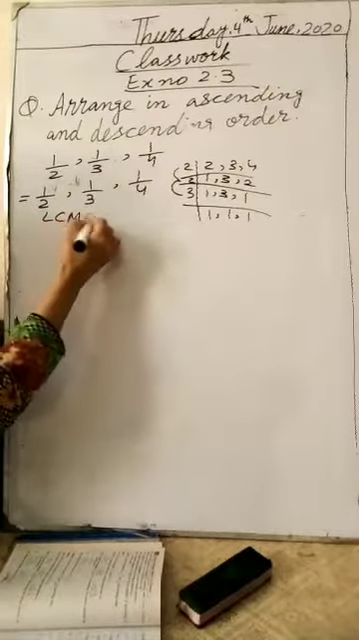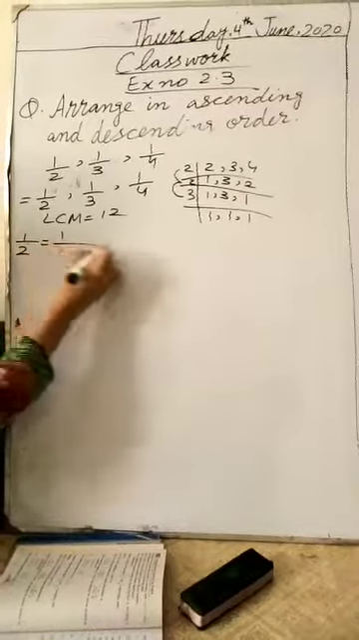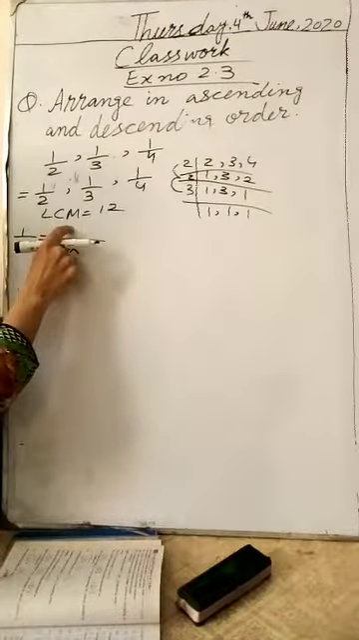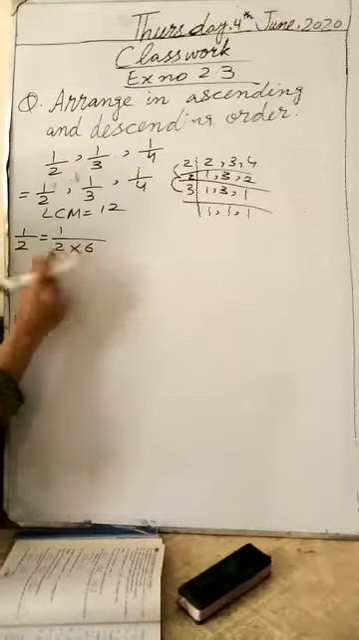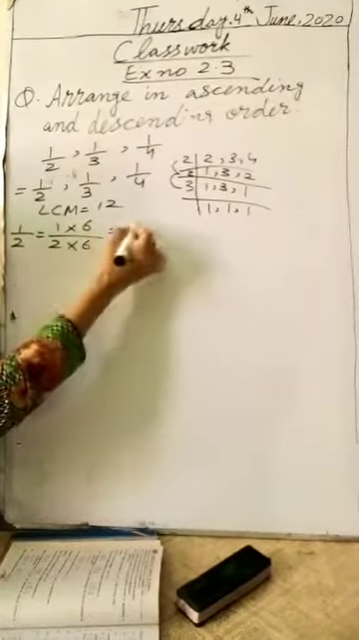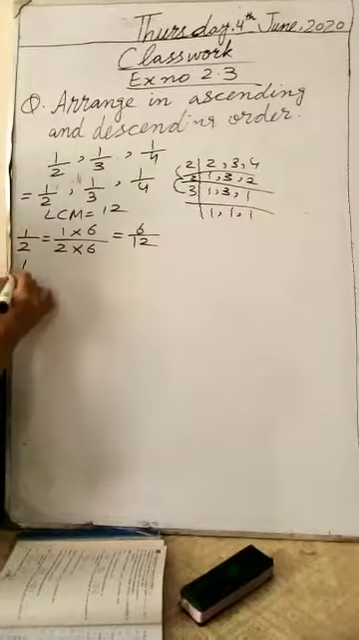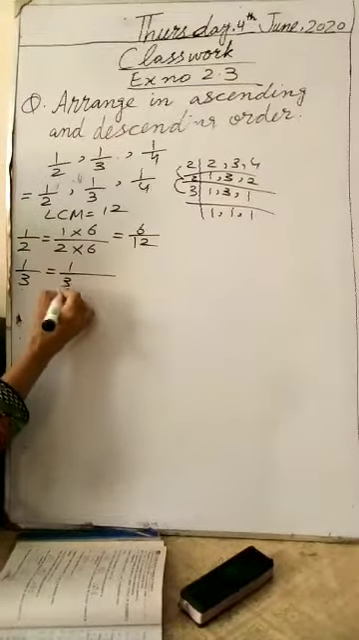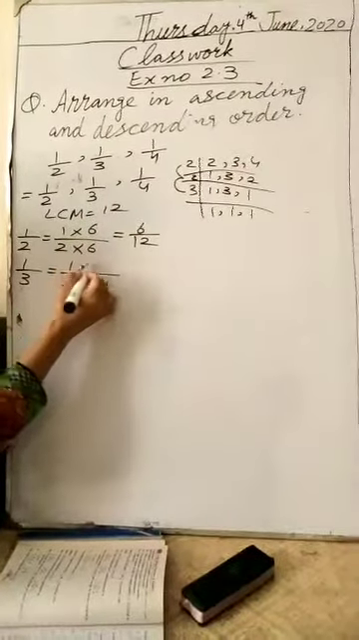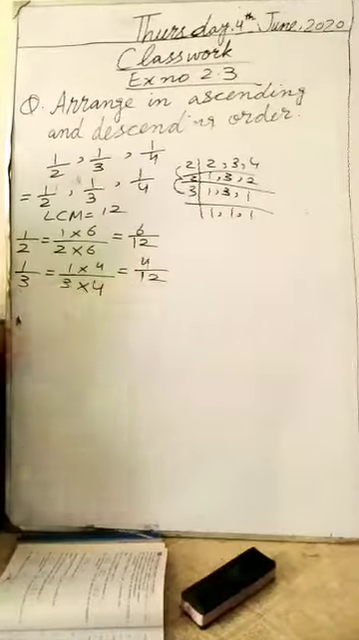LCM is 12. Take your first value, 1 over 2. Always see the LCM, the denominator, not the numerator. 2 times 6 is 12. Multiply in the numerator: 6 times 1 is 6, so 6 over 12. Take your second value, 1 over 3. 3 multiplied by 4 is 12, so multiply in the numerator: 4 times 1 is 4, so 4 over 12.